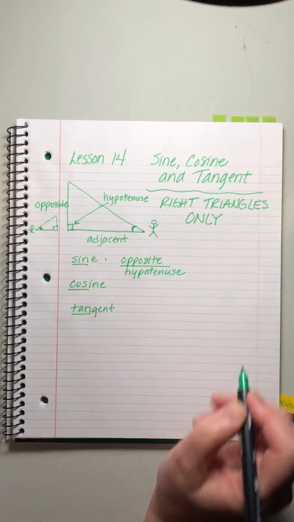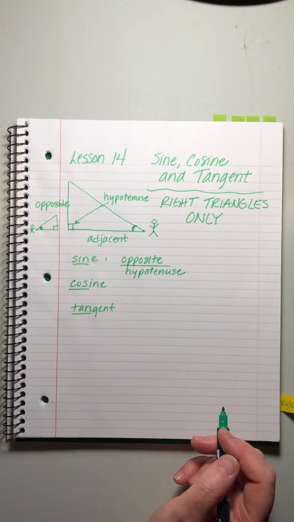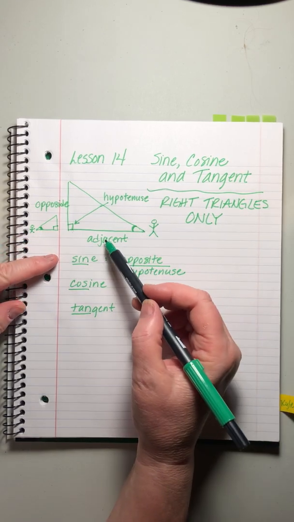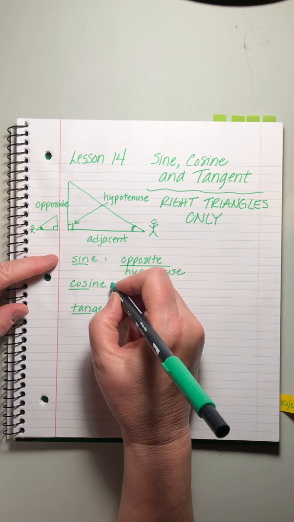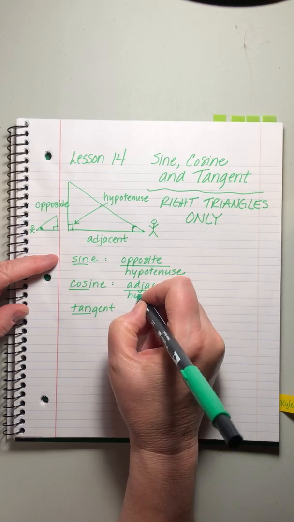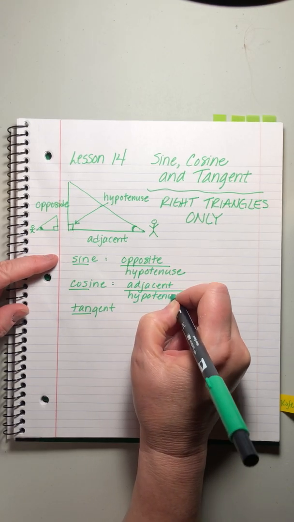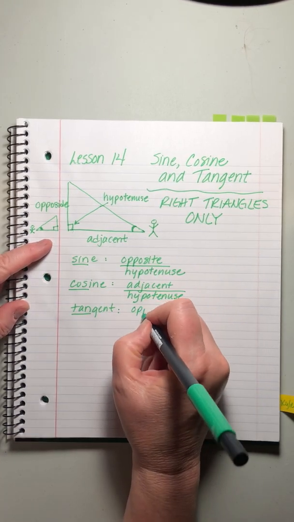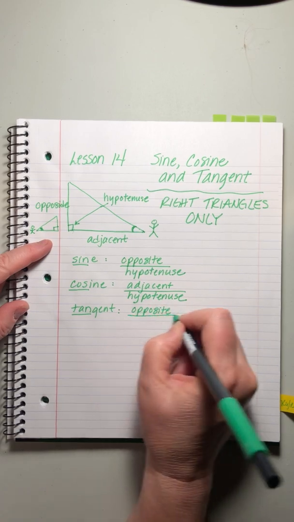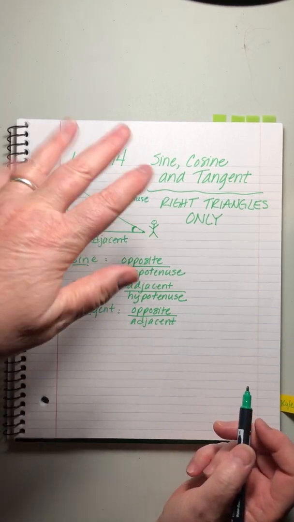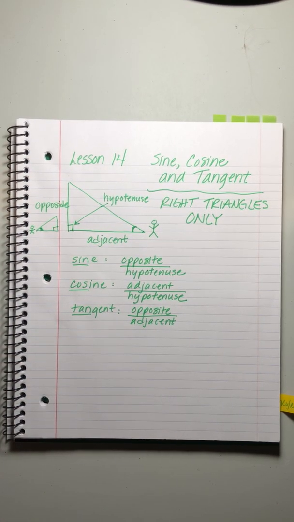I'll write it all out for you because I go the extra mile. All right. The cosine is a ratio built out of the adjacent over the hypotenuse. And the tangent is built out of the opposite over the adjacent. Okay, so we're just mixing up the three different sides. We're just mixing them into different combinations, right? That's all that these signs are.